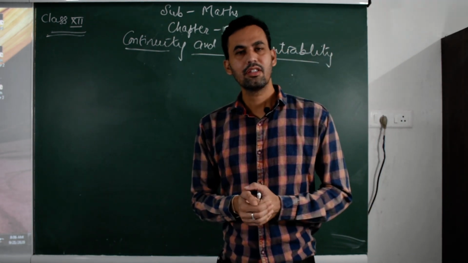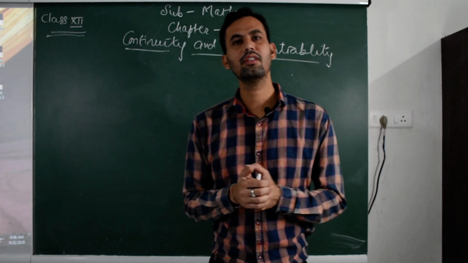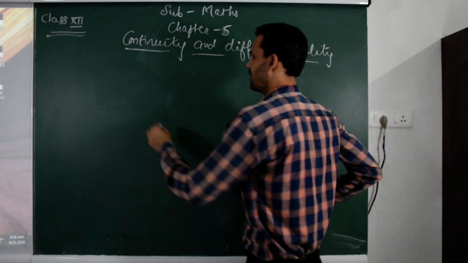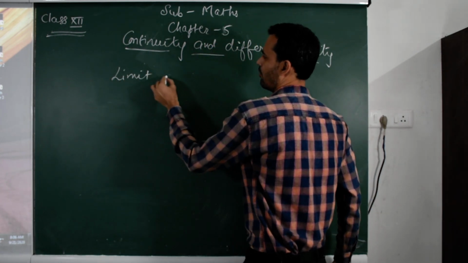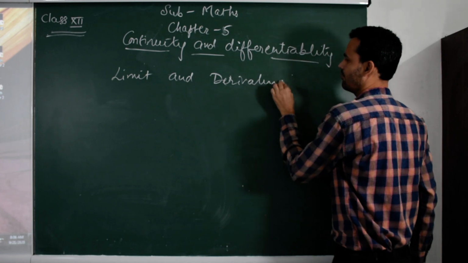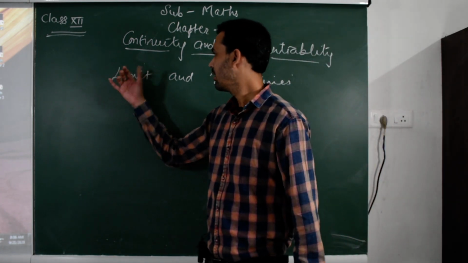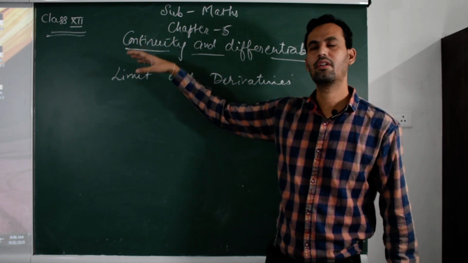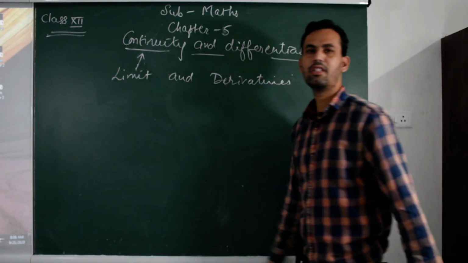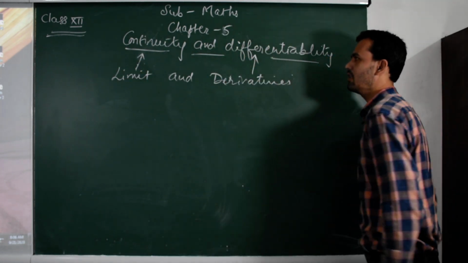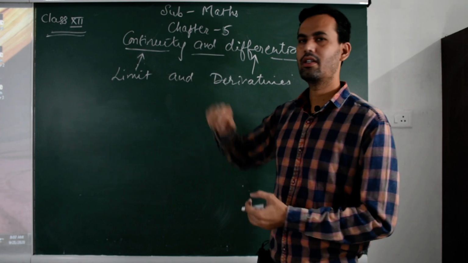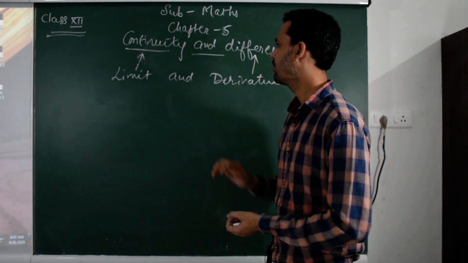So continuity is the chapter which we studied in class 11th as chapter 13, limits and derivatives. Continuity is the continuation of limits and derivatives. Limits is related with continuity and derivatives are related with differentiability. So chapter 13 of class 11th is very important for this new chapter, chapter 5, continuity and differentiability.